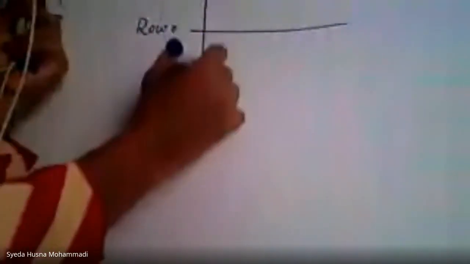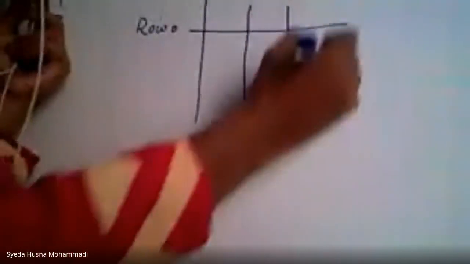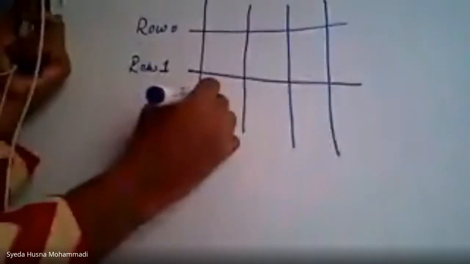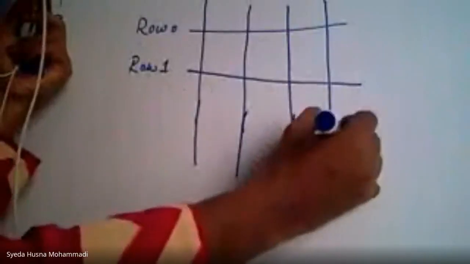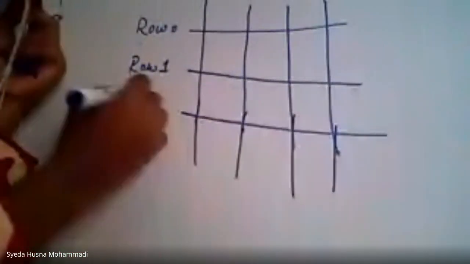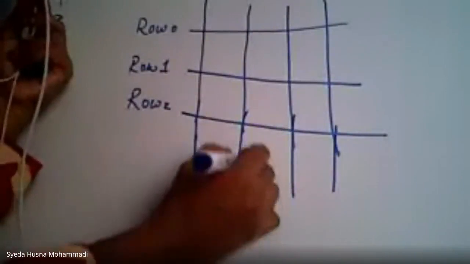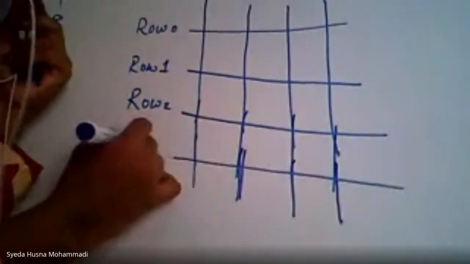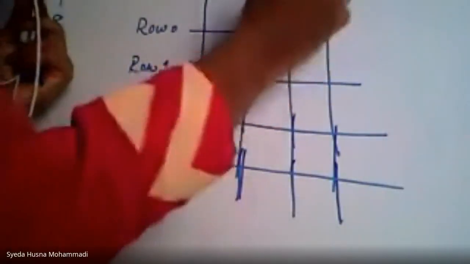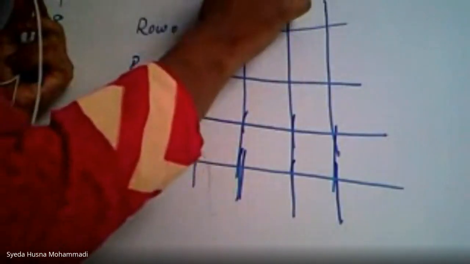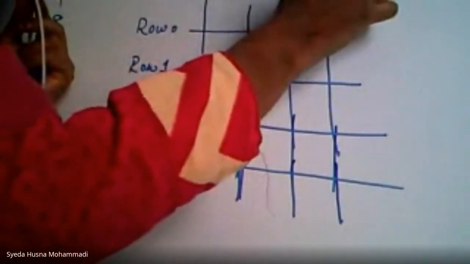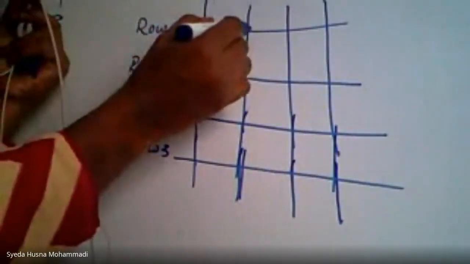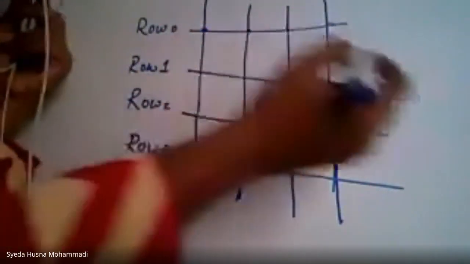This is your matrix, how your 4 cross 4 keypad is going to look. Row 0, row 1, row 2, and this will be my row 3. Here I'll take column 0, column 1, column 2, and this will be my column 3. So in row 0, you have to check whether it is column 0, column 1, column 2, or column 3. What are the values you have to pass?